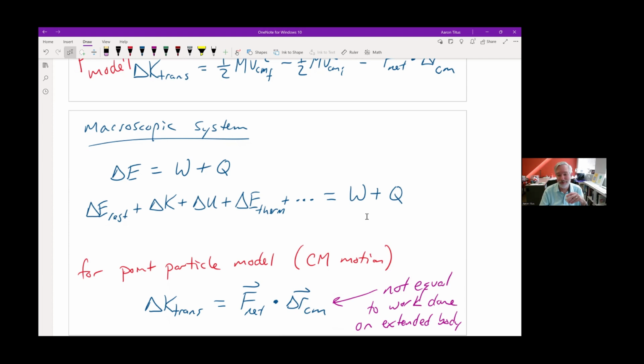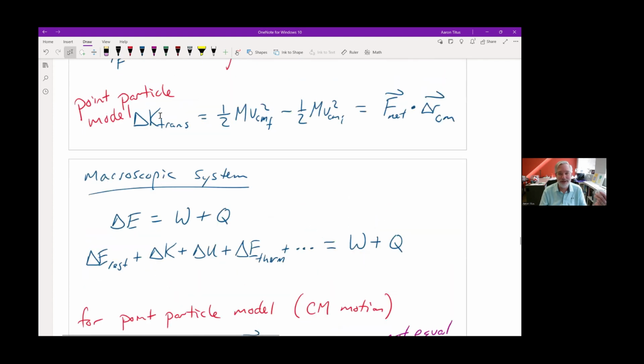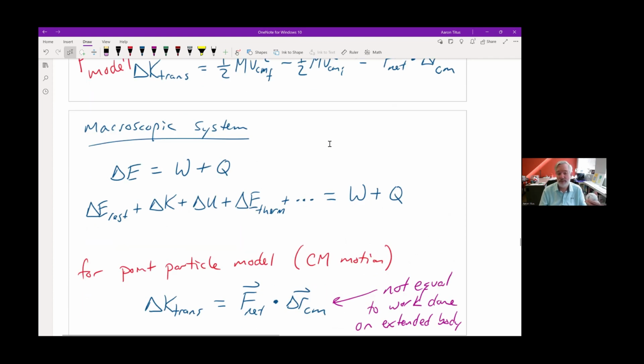While we give this a name, like the first law of thermodynamics, and we give this point particle model a name, often called the work kinetic energy theorem, we don't need different names for all these. It's all about what the system is.